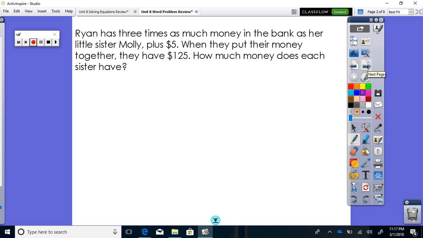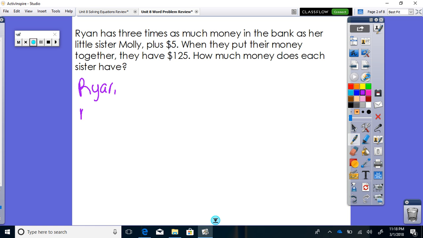Okay. Ryan has 3 times as much money in the bank as her sister Molly, plus $5. When they put their money together, they have $125. How much does each sister have? So this is a very similar type of problem. We're comparing two things. One has a little bit more than the other. Instead of ages, though, it's dealing with money. But essentially, it's the same setup.